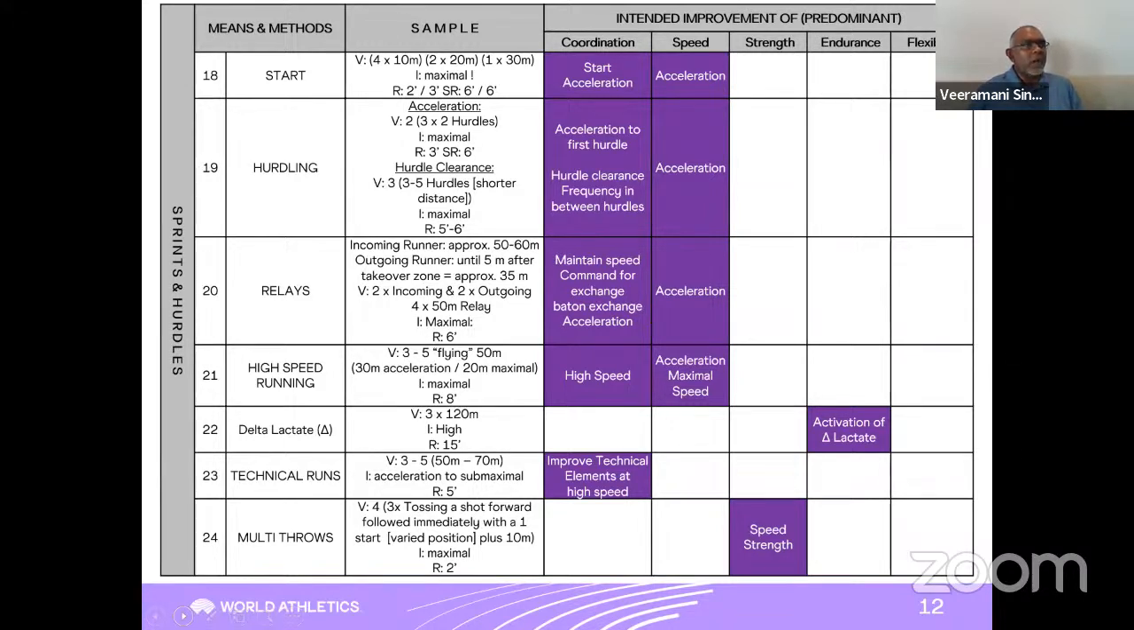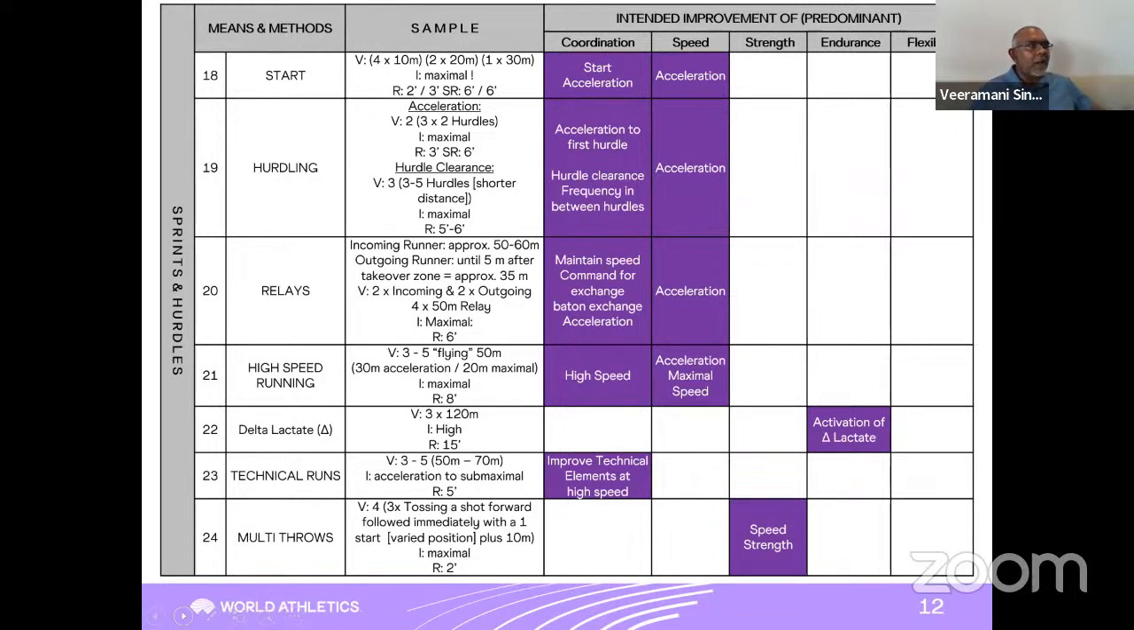For hurdles, of course, crossing over 2 hurdles or 3 to 5 hurdles, but in a shorter duration or shorter distance, focusing on frequency and learning to run faster. So again, focusing on the ground contact and keeping the speed execution high. Relays, incoming approximately 50 to 60 meters, outgoing about until 5 meters after the takeoff zone. So again, it's also going to be very high speed coordination related, visual, reaction and all that will come into the picture.